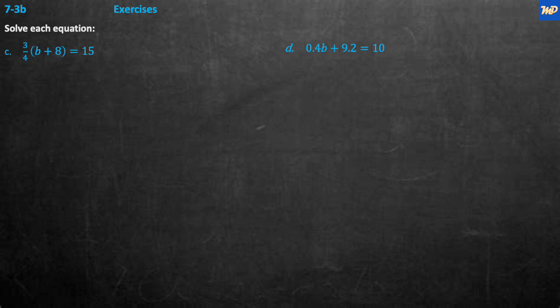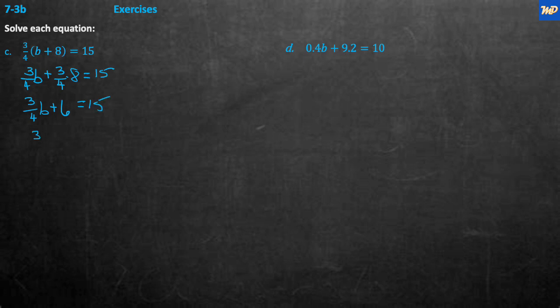Okay, we're on our last slide, and we're going to start right here with problem C. I'm also going to get rid of the distributive property right off the bat. So I'm going to take 3/4 times B, which is 3/4 B, plus 3/4 times 8, and that equals 15. So now we have 3/4 B plus, 4 goes into 8 2 times, 2 times 3 is 6, plus 6 equals 15.